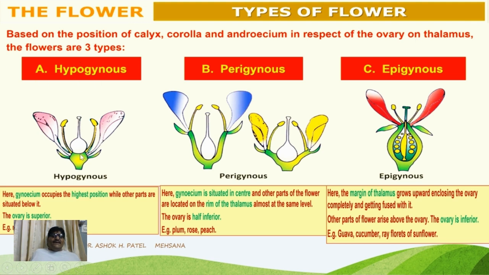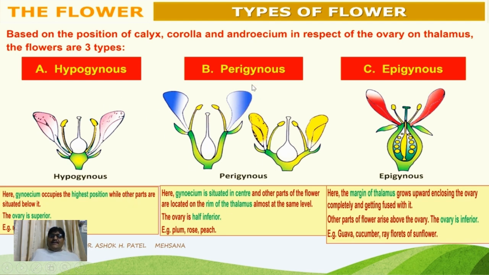Then the types of flower based on the position of calyx, corolla, and androecium with respect to the ovary on the thalamus. Here the ovary is situated as superior. The gynoecium occupies the highest position, and the ovary is superior. That means hypogynous. Mustard, china rose, brinjal, those are examples of the hypogynous.